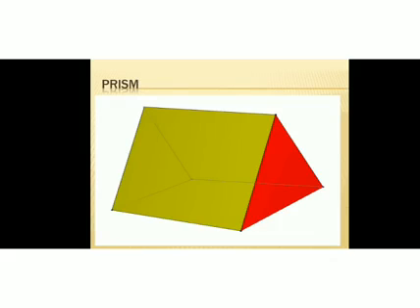On the screen, you can see a triangular glass prism, and it has two triangular bases and three rectangular lateral surfaces. So which are the two triangular bases? This is the first triangular base and this is the second triangular base. Also it has three rectangular surfaces. This is the first rectangular surface, this is the second rectangular surface, and on the bottom you can see the third rectangular surface.